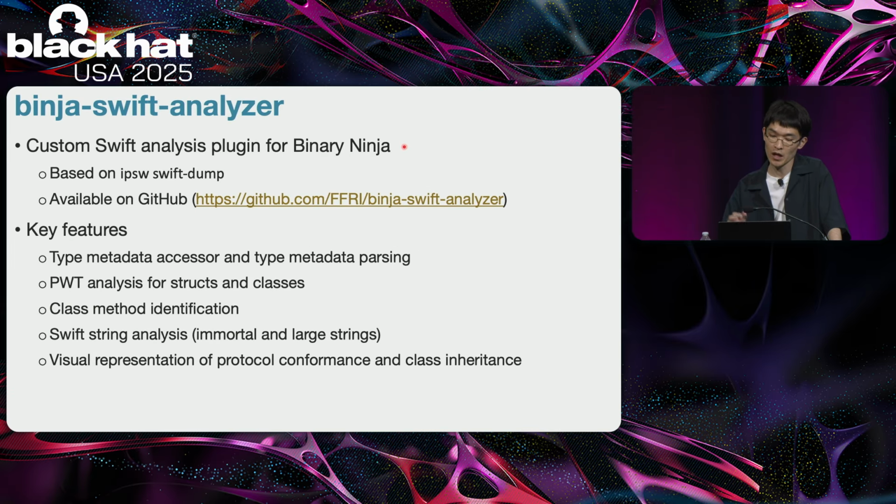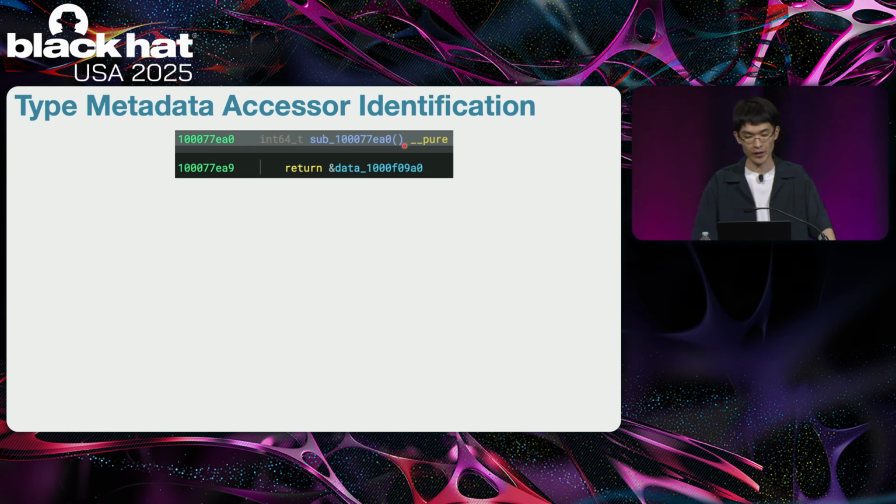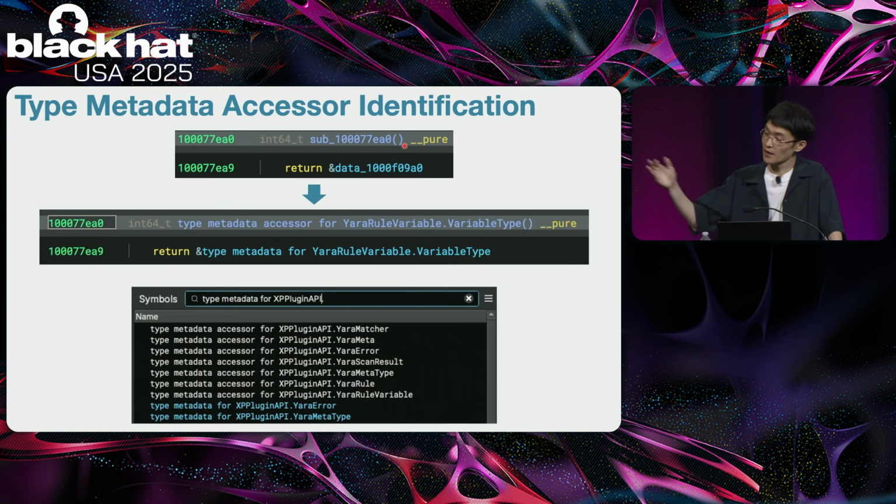That's why I developed a new Binary Ninja plugin called Binja Swift Analyzer. I've just published it on GitHub. This plugin is based on ipsw swift-dump, and it annotates type metadata accessors, PWT symbols, and class methods in the disassembly listings. It also supports other features to help Swift reversing, like Swift string analysis. Here's a quick example. Without this plugin, it's harder to tell what this function is doing, what kinds of data is referenced. But after running the plugin, the function gets renamed to an appropriate type metadata accessor, giving us much more insight into this function.